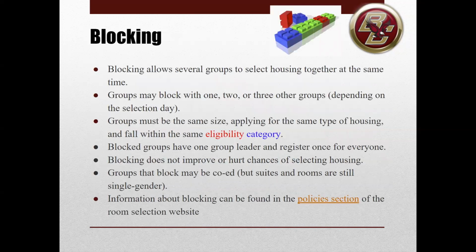Blocking. Blocking is a way that allows several groups to select housing together at the same time and form mini communities. Groups may block with 1, 2, or 3 other groups depending on the selection day. Groups must be the same size, applying for the same type of housing, and fall within the same eligibility category. Blocked groups have one group leader and register once for everyone. Blocking does not improve or hurt chances of selecting housing, and groups that block may be co-ed, but suites and rooms are still single-gendered. Information about blocking can be found in the policy section of the room selection website.